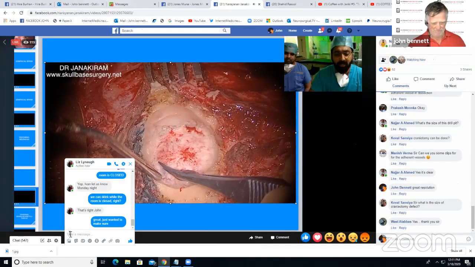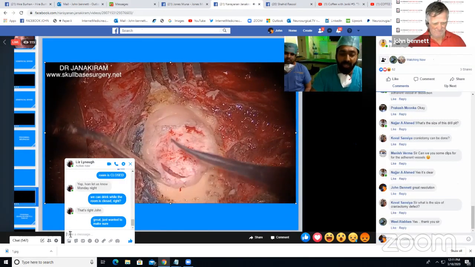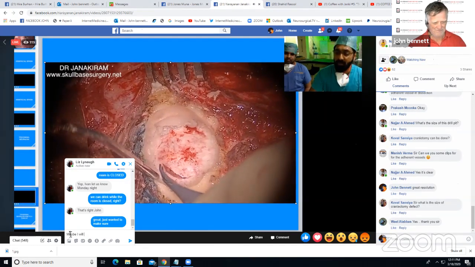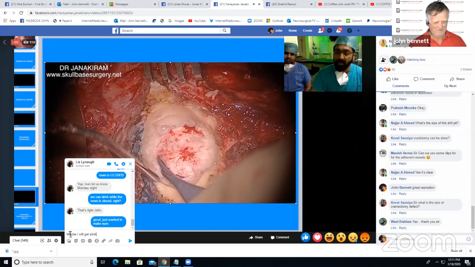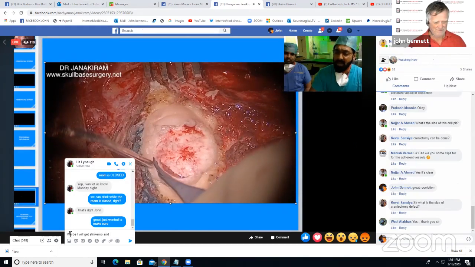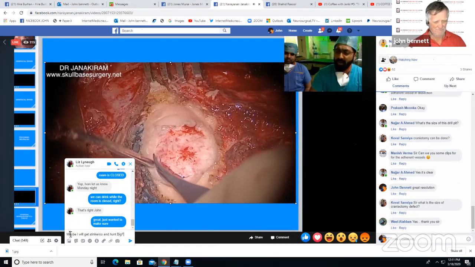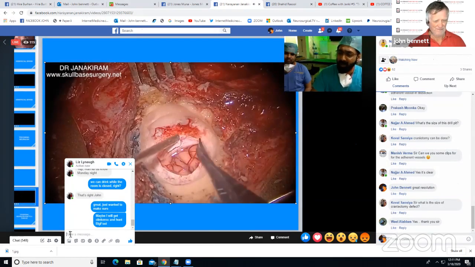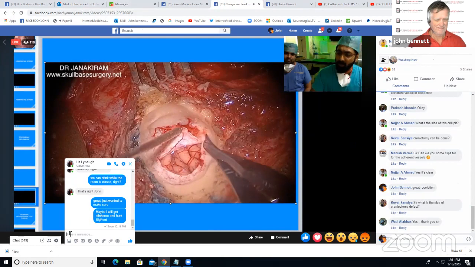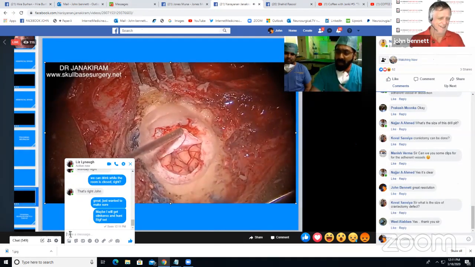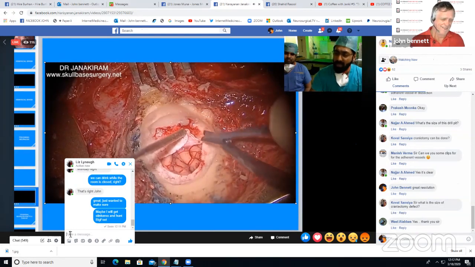What is the size of the craniectomy? It's around 1.2 centimeters, Professor Keval, the maximum. It's a very mini craniotomy or mini craniectomy. In fact, this is magnified by the microscope, but when you look at it, it's a very small craniectomy. Of course, even now, when we do the craniotomy, we do a mini craniotomy.